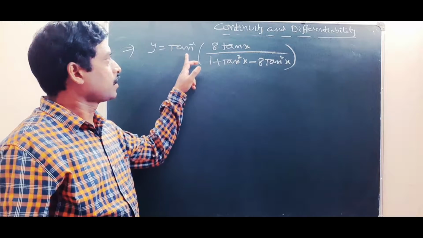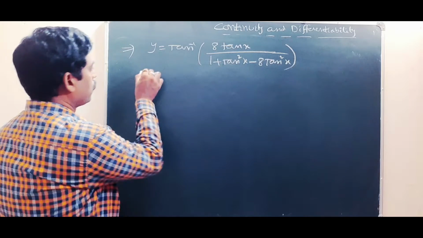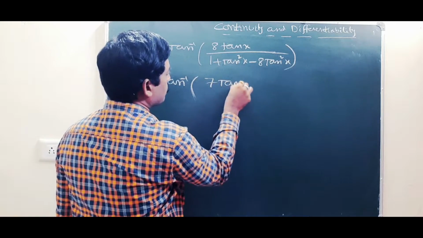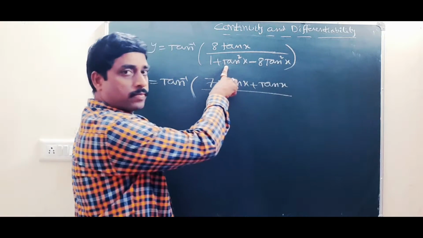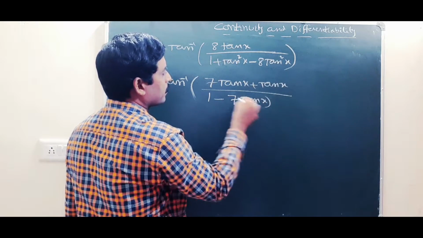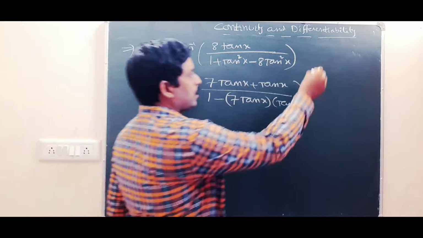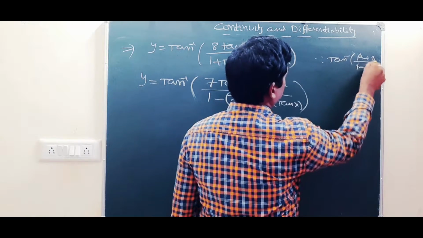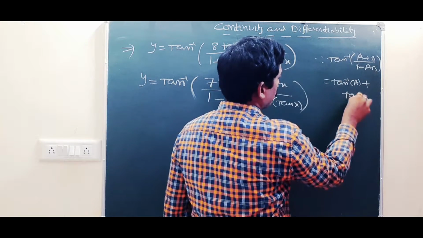So y equal to tan inverse of 8 tan x by 1 plus tan square x minus 8 tan square x. This 8 tan x can be written as 7 tan x plus tan x, upon 1 minus 7 tan square x, that is 7 tan x into tan x. Okay, we have one formula tan inverse of a plus b by 1 minus ab. It will be tan inverse of a plus tan inverse of b.